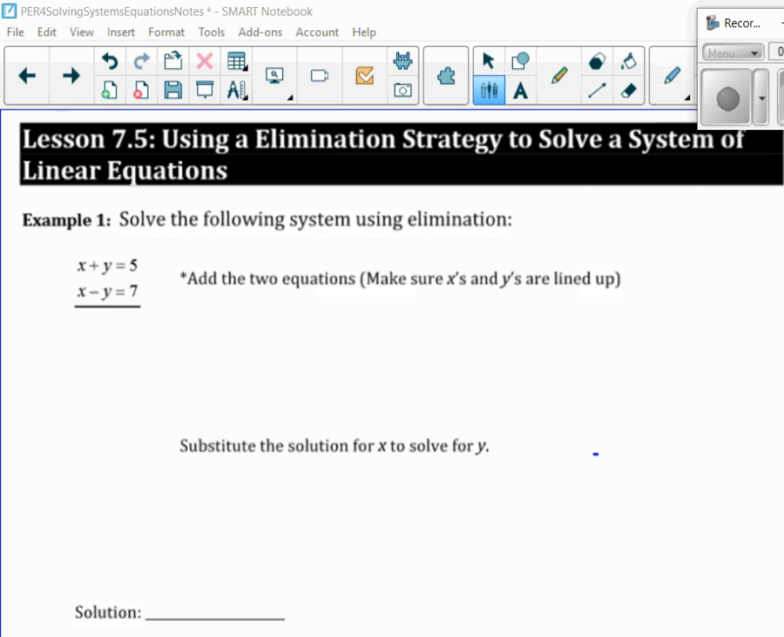However, if it's on a quiz or a test and I say you have to use substitution to solve, then you have to use that method. If I just say solve the system, you can pick whatever method that you like the best.